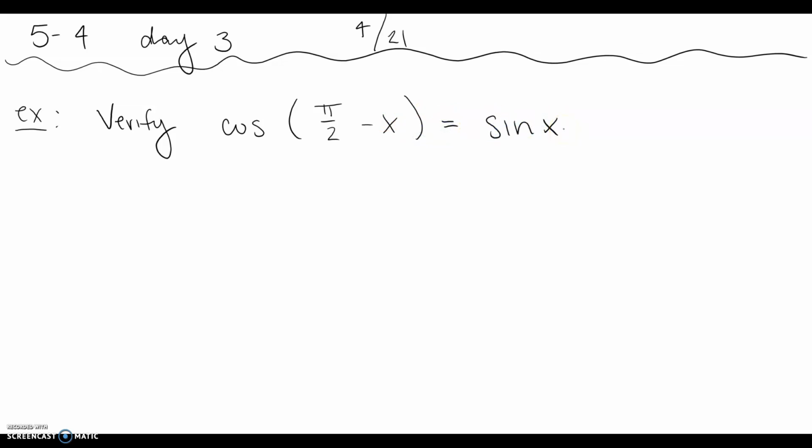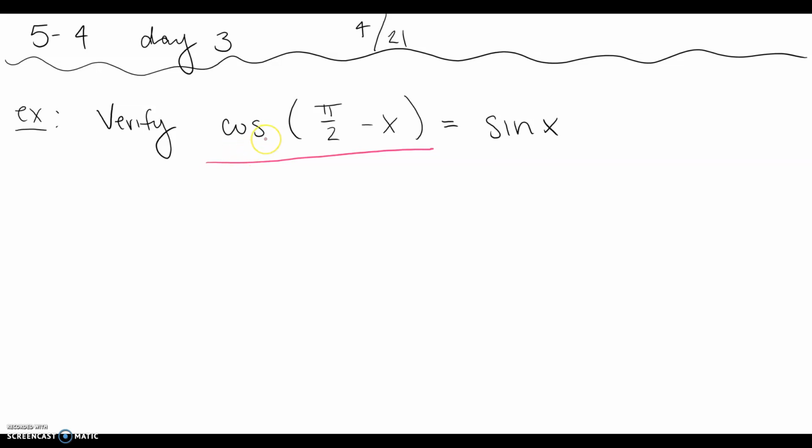So remember, I know it was a long time ago, but when we're verifying, we need to keep one side the same. So we're going to focus on the cosine of pi over 2 minus x. Now you guys already know this, but we need to confirm it. So it's basically a proof.